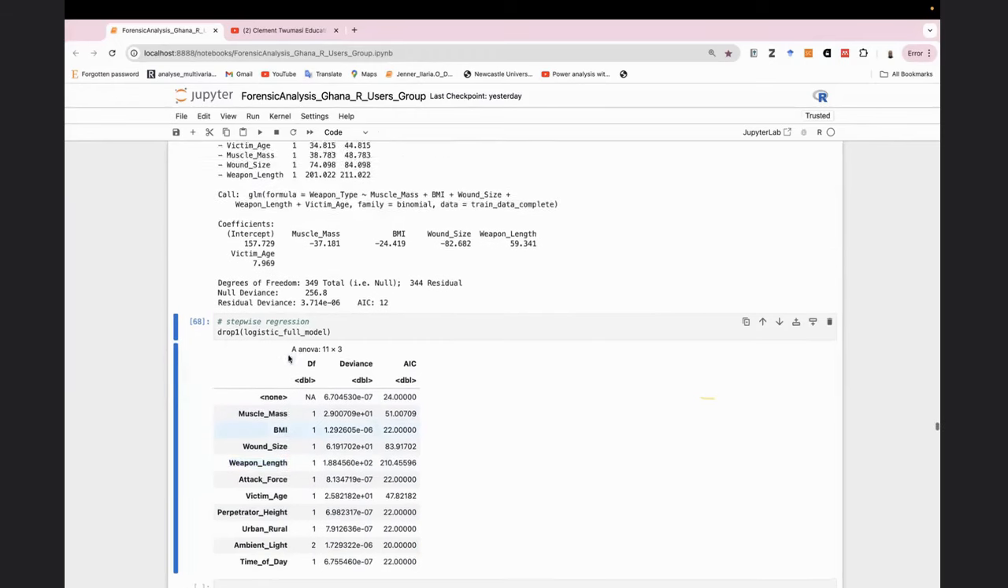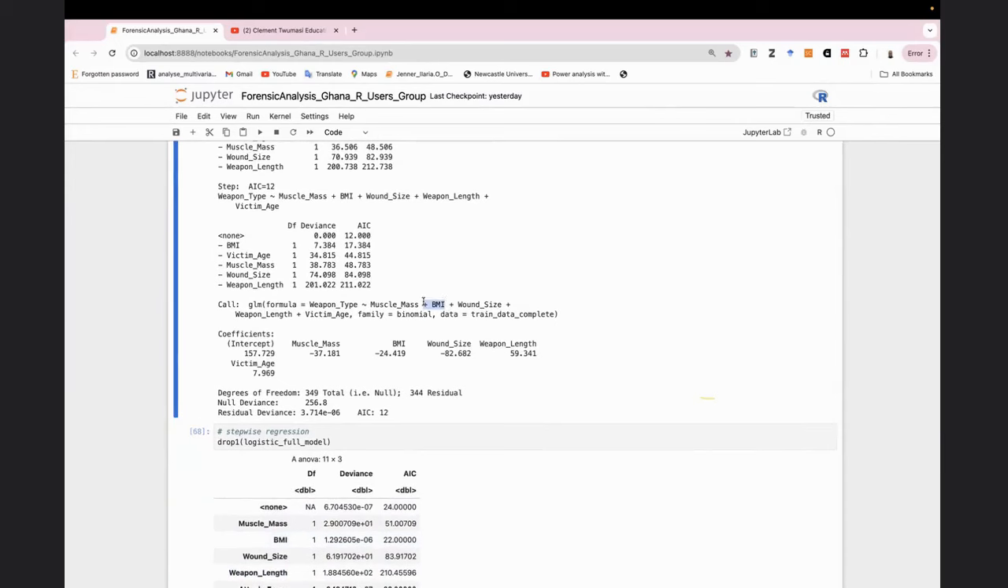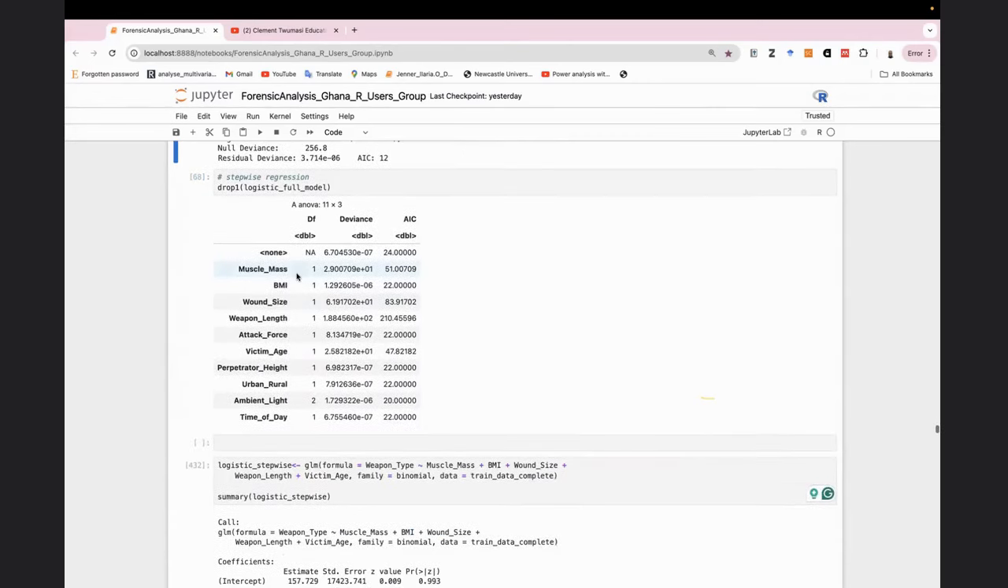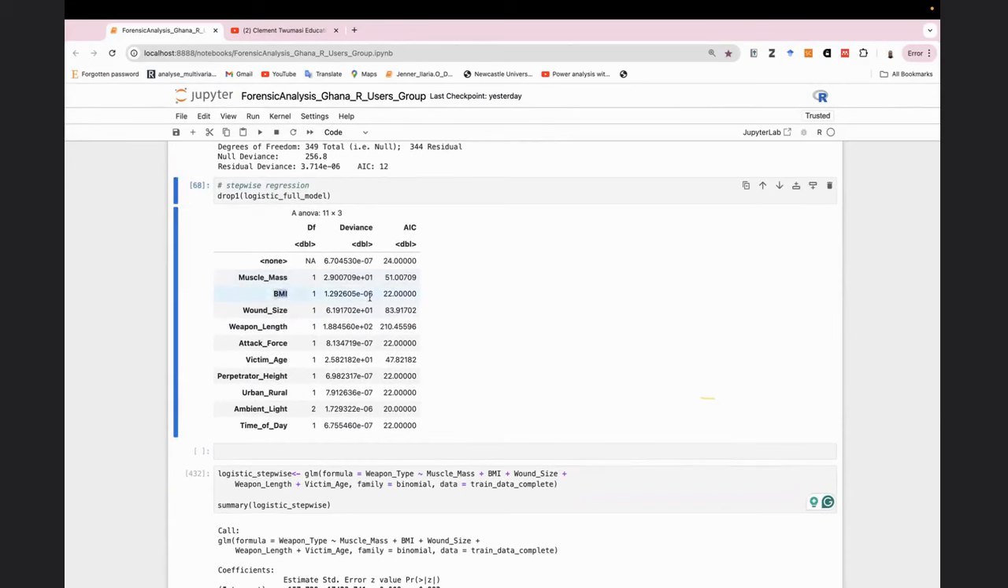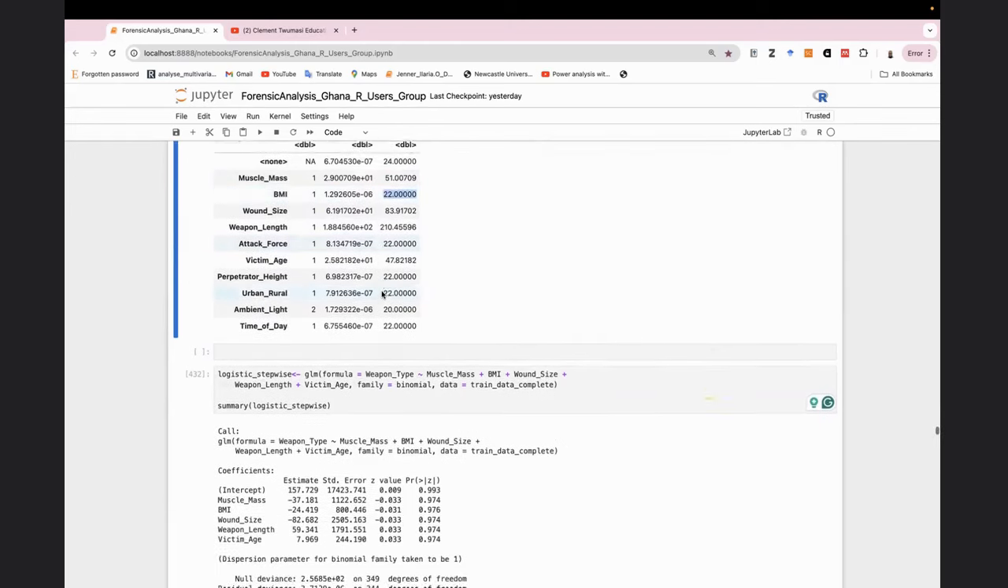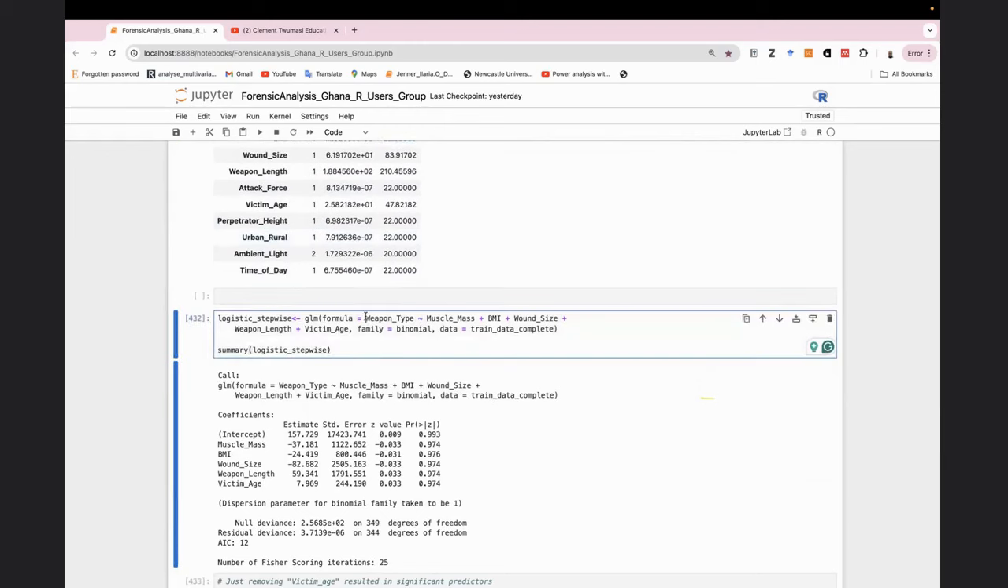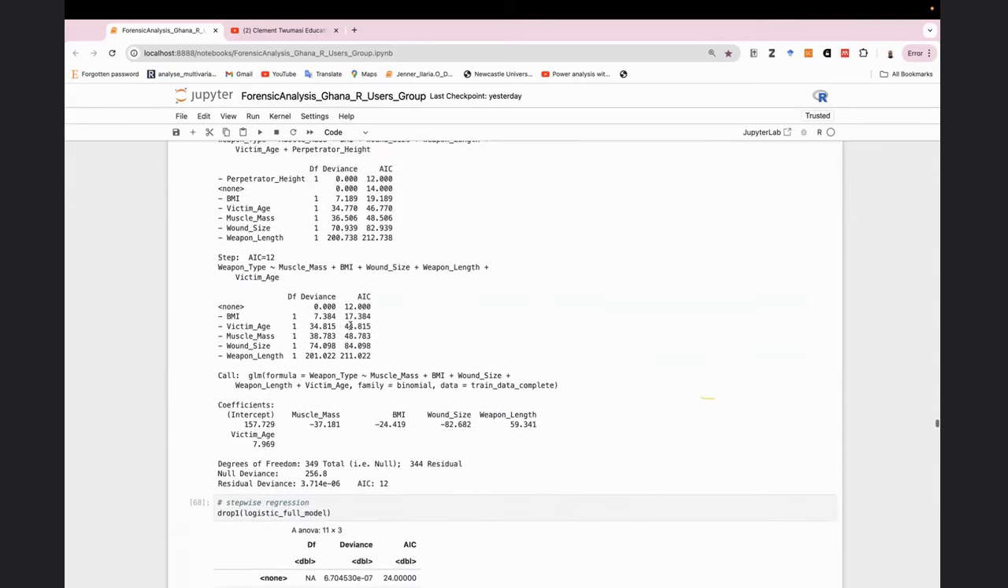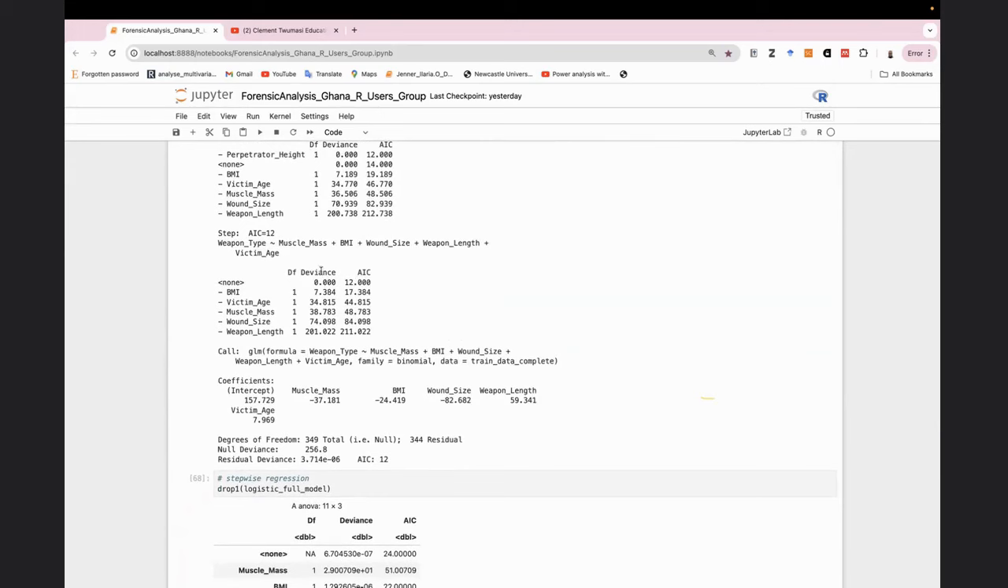So here, although BMI was selected as a good predictor from the stepwise regression in the final model, like muscle mass, BMI, wound size, and wound length, this is telling me that if I take away BMI, I'm going to get a better model than if I keep it. So that is just a pointer. So here, what I decided to do was that I fitted the model based on all the predictors that the stepwise regression concluded. Stepwise regression concluded on these ones. So I fitted the model based on what it concluded.